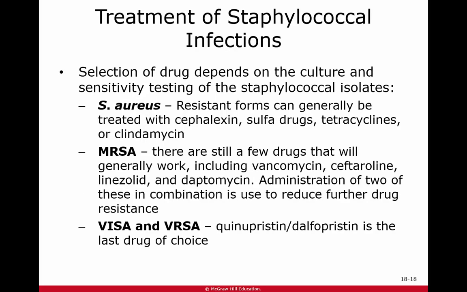To treat them, it depends. The Staph aureus, usually cephalexin, sulfa drugs, tetracyclines, and clindamycin. MRSA, as we said, vancomycin. There's also ceftaroline and linezolid and daptomycin. And then for VISA and VRSA, the last drugs of choice are quinupristin or dalfopristin.